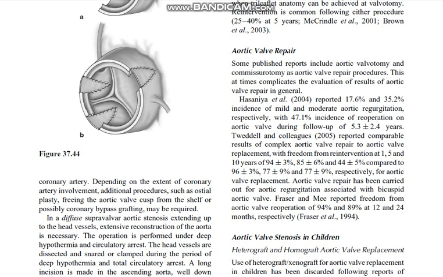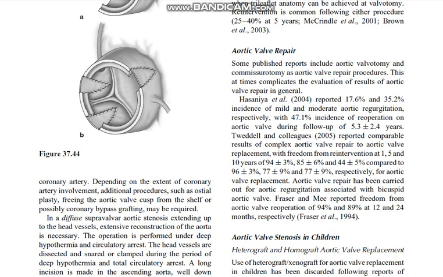Hassania et al. reported 17.6% and 35.2% incidence of mild and moderate aortic regurgitation, respectively, with 47.1% incidence of reoperation on aortic valve during follow-up of 5.3 plus or minus 2.4 years. Tvedal and colleagues reported comparable results of complex aortic valve repair to aortic valve replacement, with freedom from reintervention at 1, 5, and 10 years of 94, 85, and 44, compared to 96, 77, 77 respectively for aortic valve replacement.